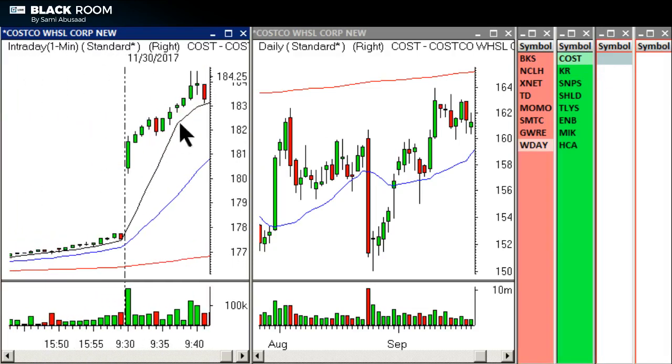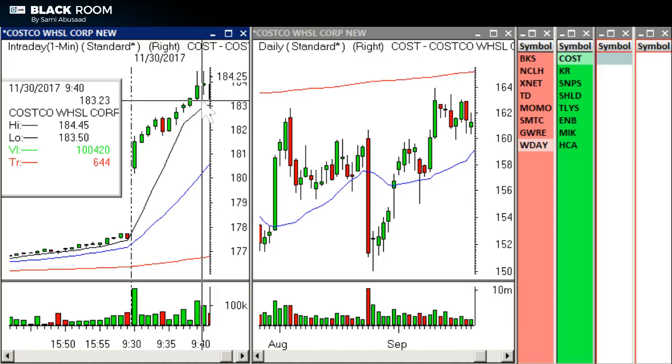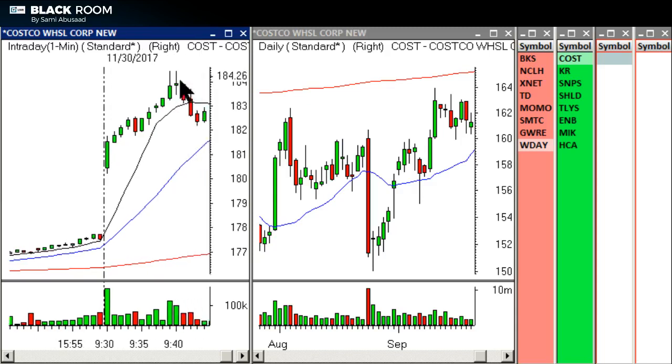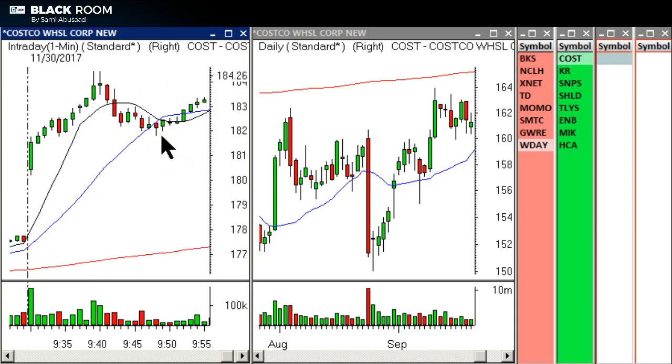And I was stocking another stock, KR actually, which I'll talk about in a minute. So that run up short under 183.50 by 184.45. So $1 stop, pretty nice drop. Now the market today is really bullish, up 1%.